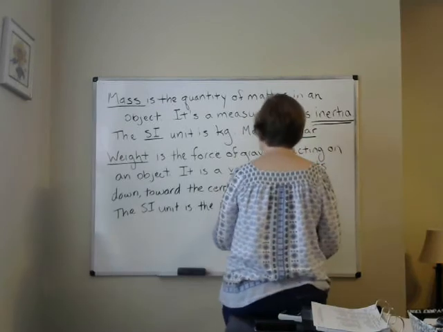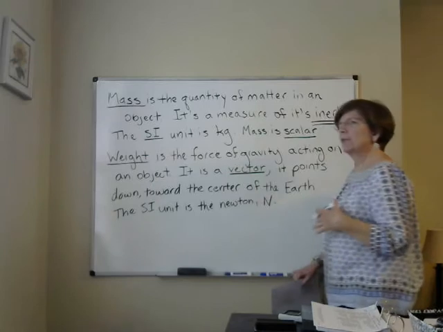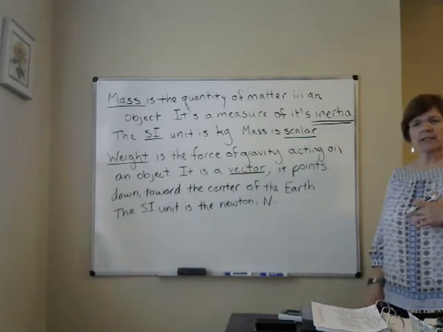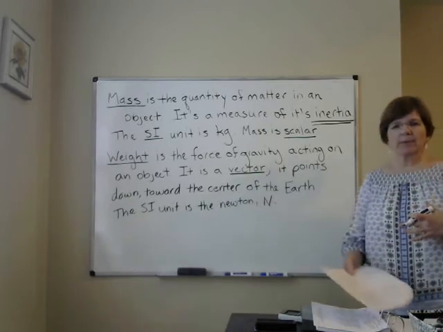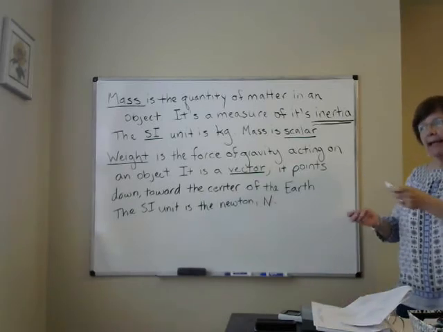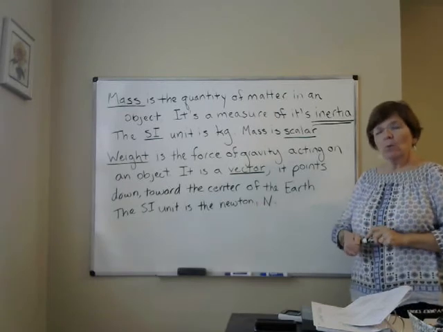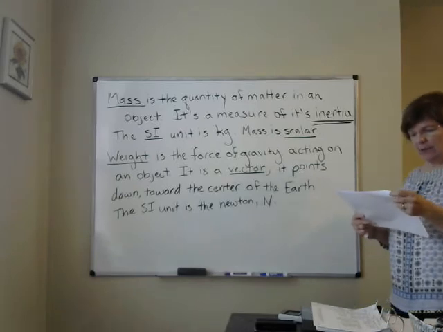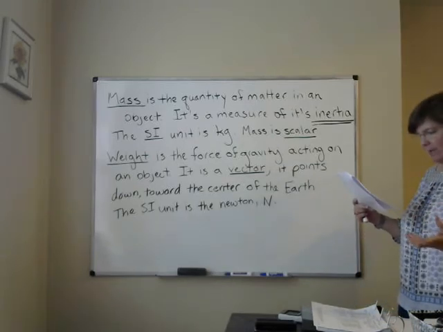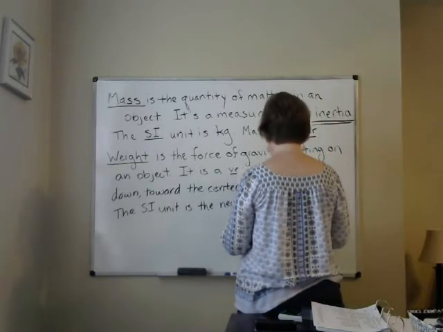The symbol for a Newton, of course, is a little capital N. We use newtons for all forces, and weight is a force. So you need to remember what the difference is. Mass is the amount of matter, how much stuff does it have, but weight is what's the force of gravity on that particular amount of mass. So, how do we calculate it?